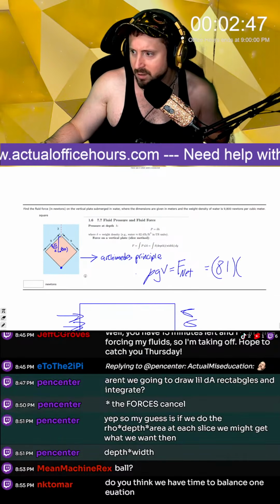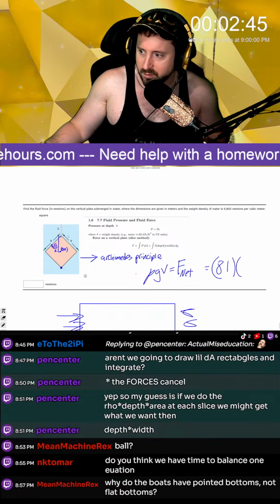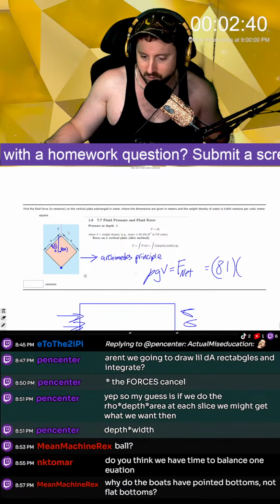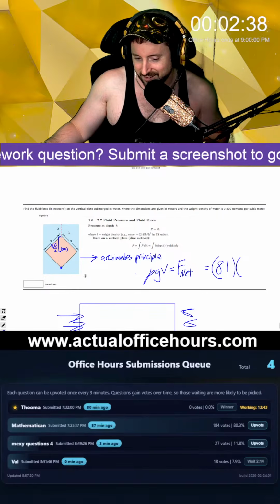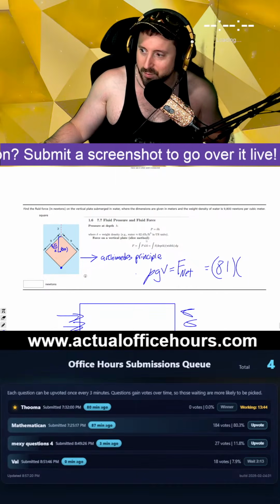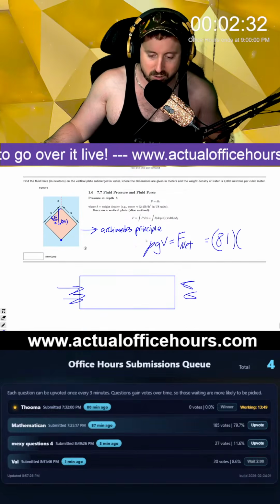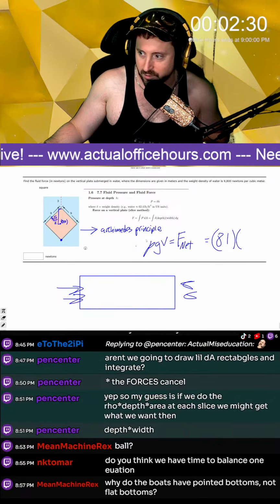Yeah, but why do the boats have... I mean, the boats usually have pretty flat bottoms, honestly. At some point. That's a good question. You're asking like why are they keeled and stuff.